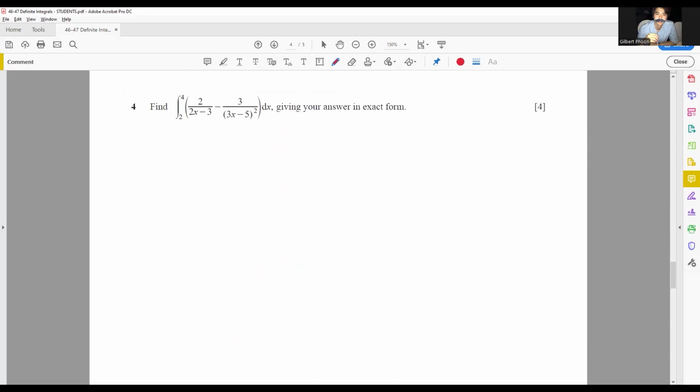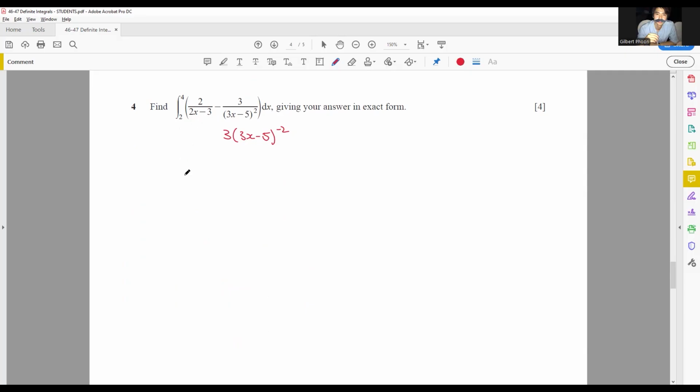All right, next part of the question here. Integrating this value, giving it in exact form. Notice that all these questions are always asking you in exact form. So a reminder that this actually becomes 3 times 3x minus 5 to the power of negative 2, is what I meant. Okay, and this one must be done with a ln.